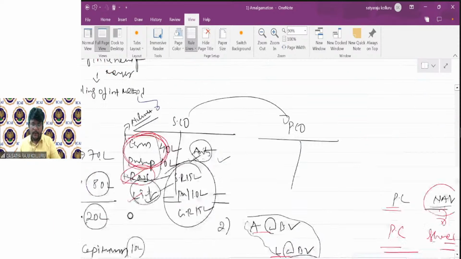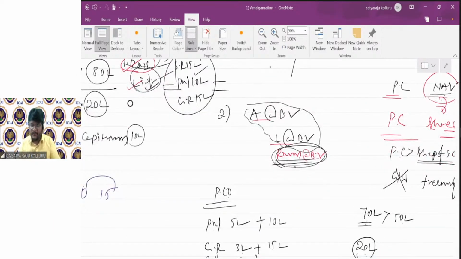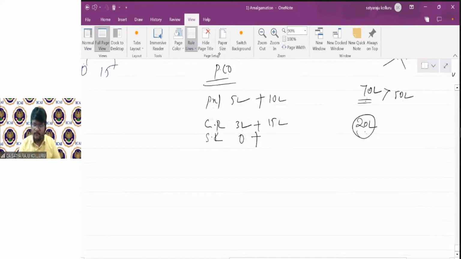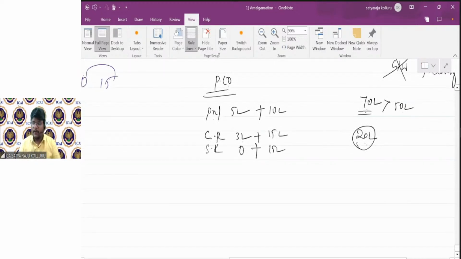Yeah. So statutory reserve how much? 15 lakhs. Now this is the reserves and surplus status after takeover of reserves and surplus of the selling company. This is 10 plus 5, 15 lakhs, 3 plus 15, 18 lakhs, 0 plus 15, 15 lakhs.